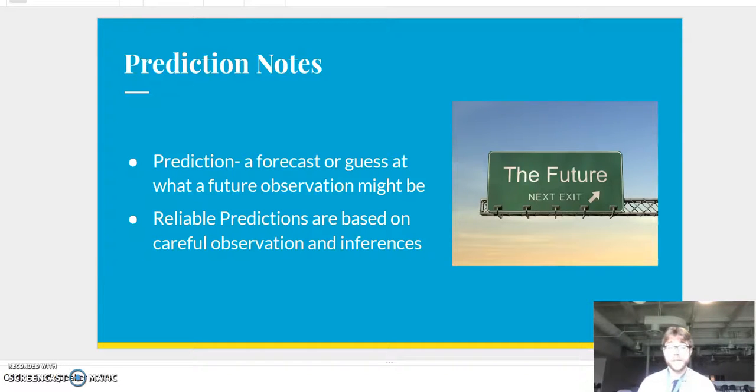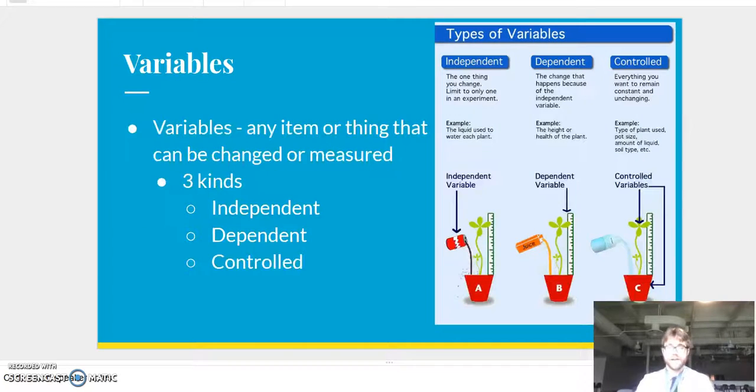Usually reliable predictions are based on careful observation, notes, and inferences. Now that we've covered the basic vocabulary words, we can get into some more specific words. Variables. Some of you guys had trouble with this. Variables are items that we can change or measure in an experiment. So when we're testing, we could change things, we could measure things, and those things that we change or measure are what we call variables.